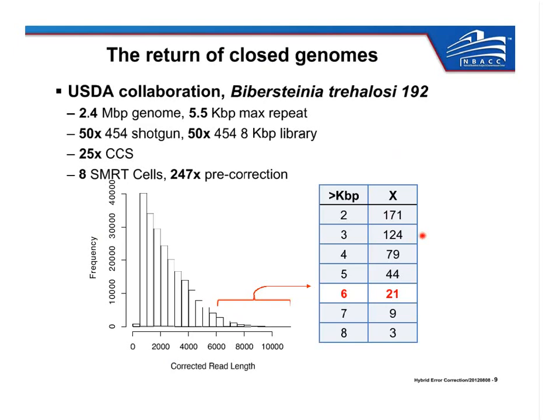So in reads 2 kb or greater, 171x. In reads 6 kb or greater, 21x. So the key of this is, if you sequence enough SMRT cells with the PacBio, you'll end up with a considerable depth in very, very long reads. So having 20x in reads that are all 6 kb or longer is fantastic.